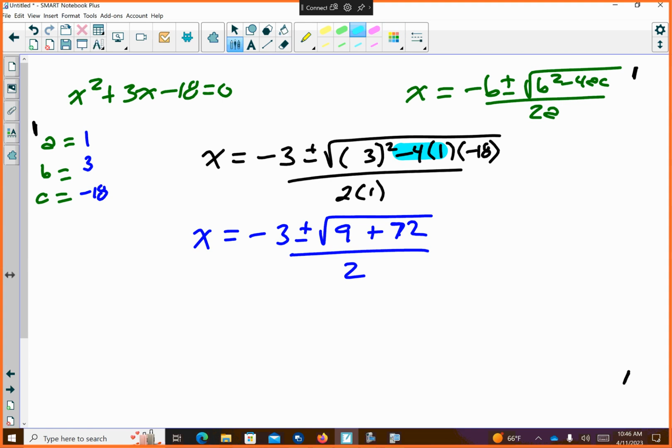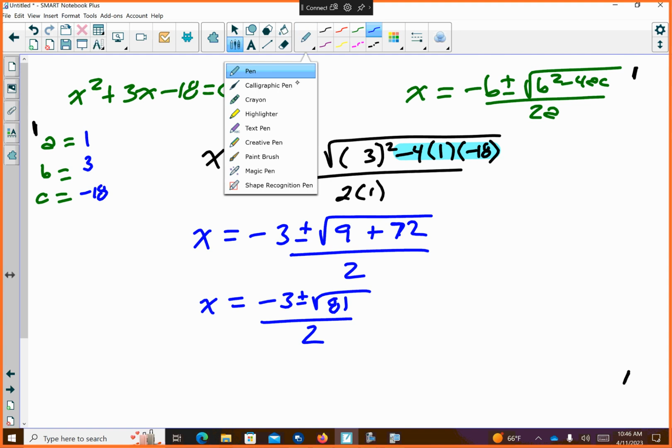This right here, do you agree if I multiply that together, it's going to be positive, first of all? You feel good about that? Okay, so 4 times 1 is 4. 4 times 18 is 72, because 2 times 18 is 36, and 36 doubled is 72. Okay? We good so far?